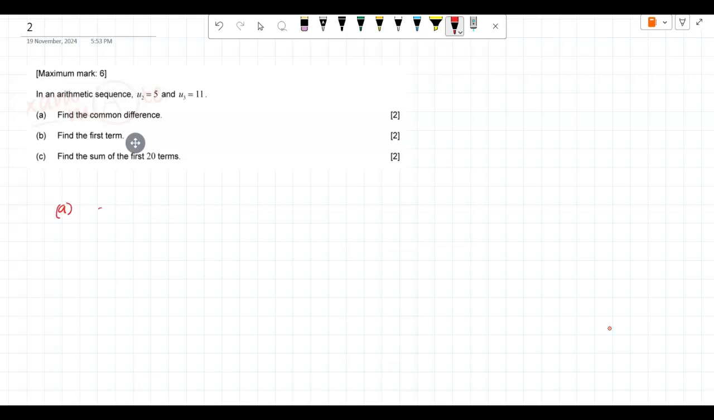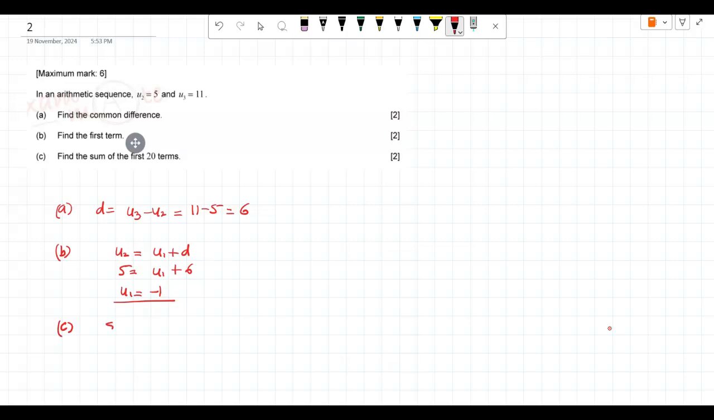Okay, so your common difference is the third term minus the second term. It's 11 minus 5, that is 6. Then for the first term, your second term is basically the first term plus the difference, correct? So your second term is 5, with a difference of 6, so the first term is minus 1.